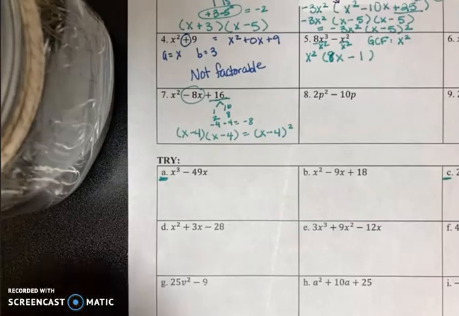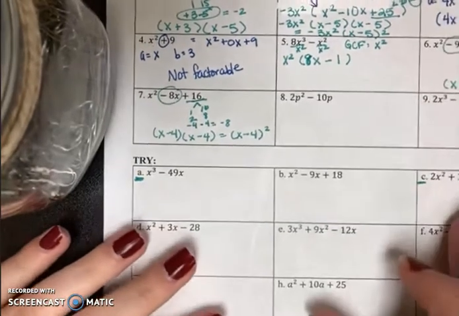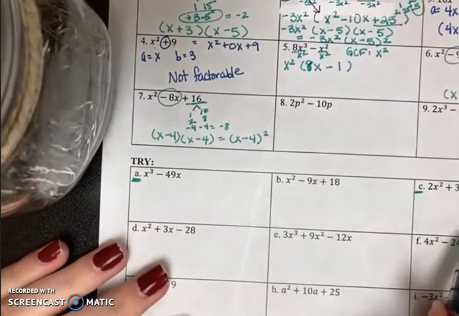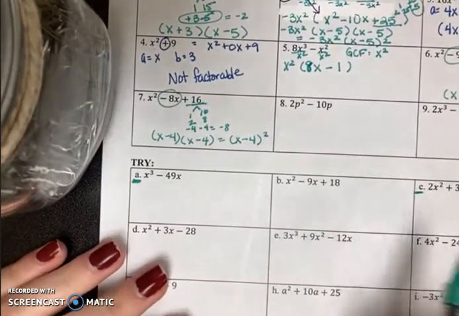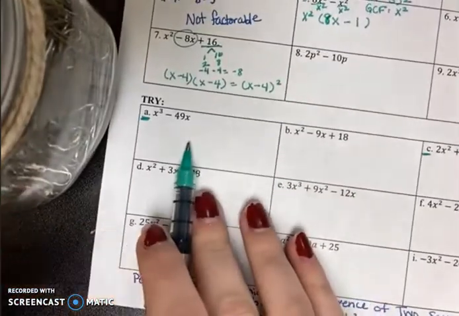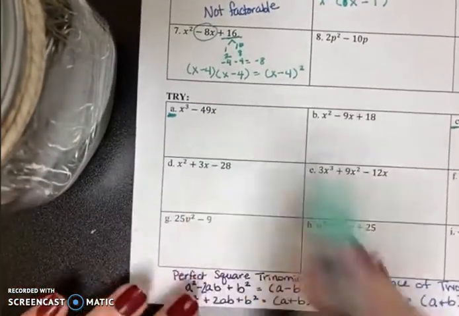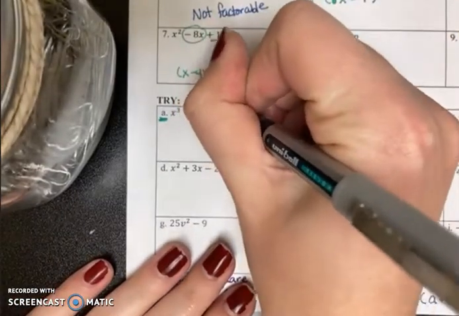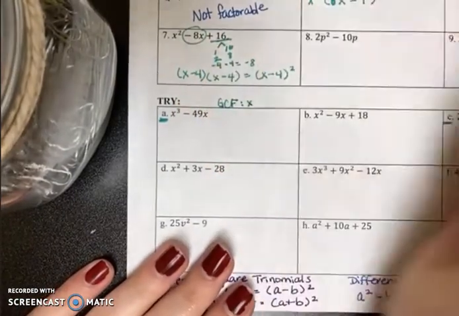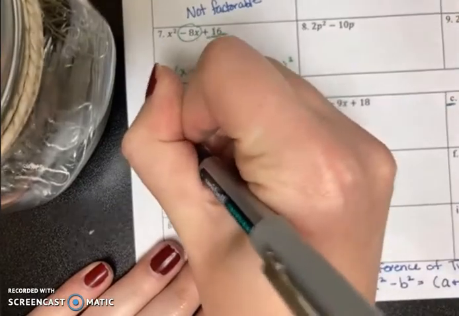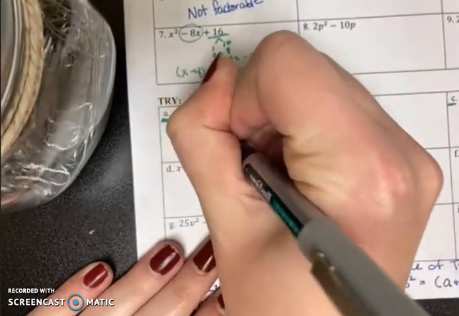Continuing with our 3.4 day 1 notes, instead of doing 8 and 9, I actually want to do A and C. So 8 and 9 will become try problems. Part A, when I first look at this, I see that there is a GCF of x, because remember, we're always looking for GCF first. If I pull out an x, I'm left with x squared minus 49.